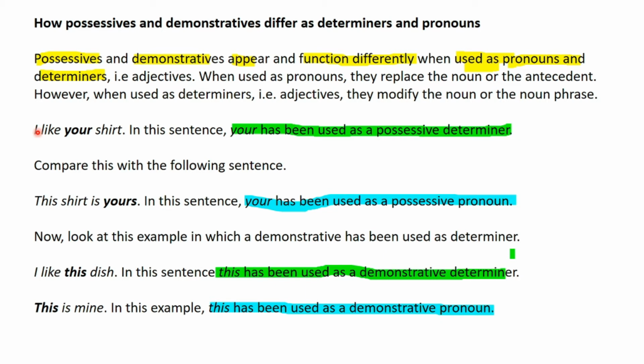For example, I like your shirt. In this case, the specific determiner your is modifying the noun shirt. But when you say this shirt is yours, now yours has been used as a pronoun substituting the antecedent in this sentence. Similarly, I like this dish. Now this is functioning as an adjective, as a determiner, as a specific demonstrative determiner modifying the noun dish. But when you say this is mine, now here this is functioning as a pronoun, replacing the antecedent.